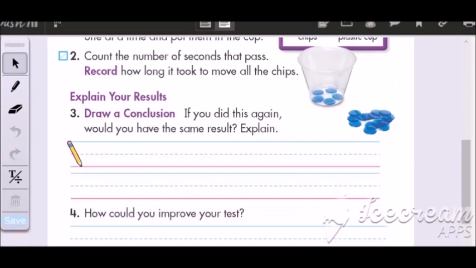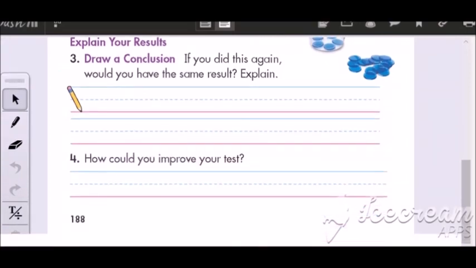Here we have another question. How could you improve your test? How could you make it better? By using what tool? Who will answer? Yes, by using a stopwatch or timer. Do you know that now we do as scientists do?